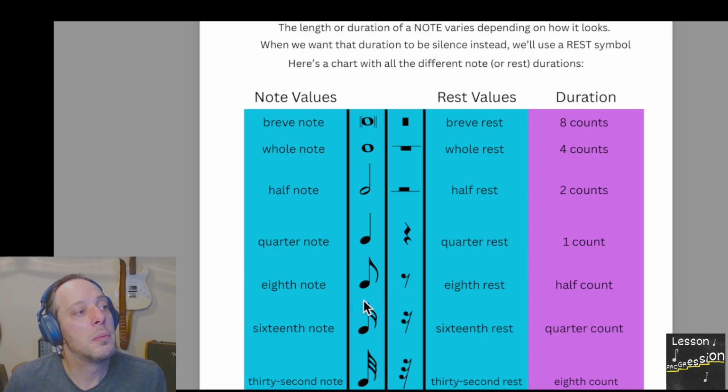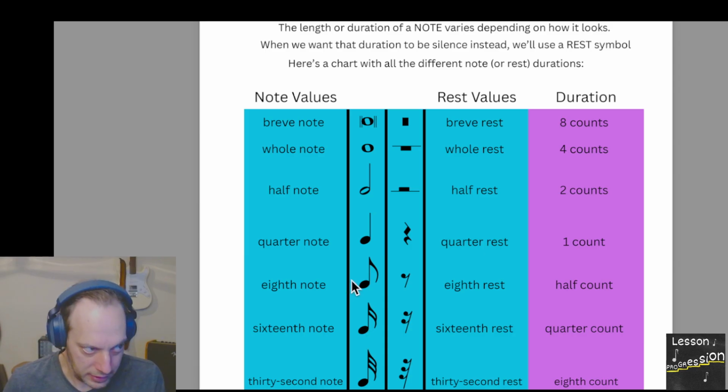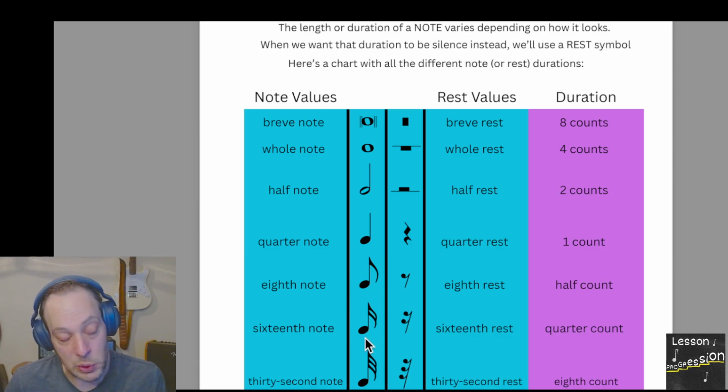The 8th note, it looks exactly like a quarter note yet again, but we've added the flag to it. And here is our corresponding 8th rest. They each get half of a count. And the 16th note is exactly like an 8th note, but now it's got 2 flags. And the 16th rest now has 2 of those things on it. They're very similar, as you can see.